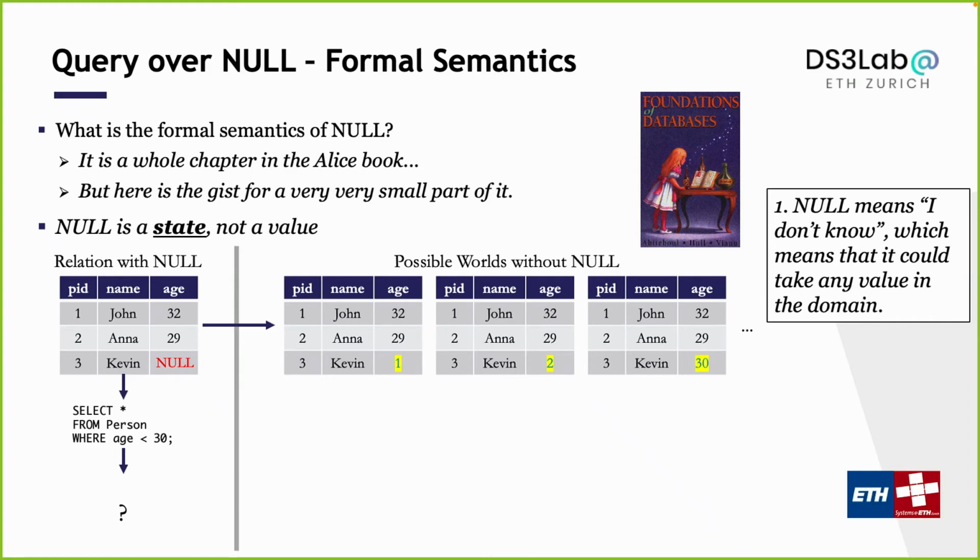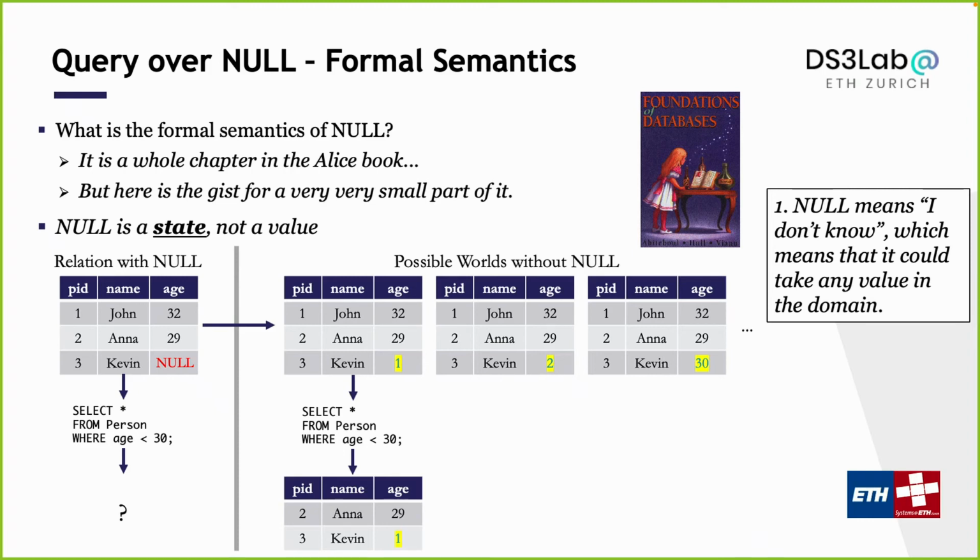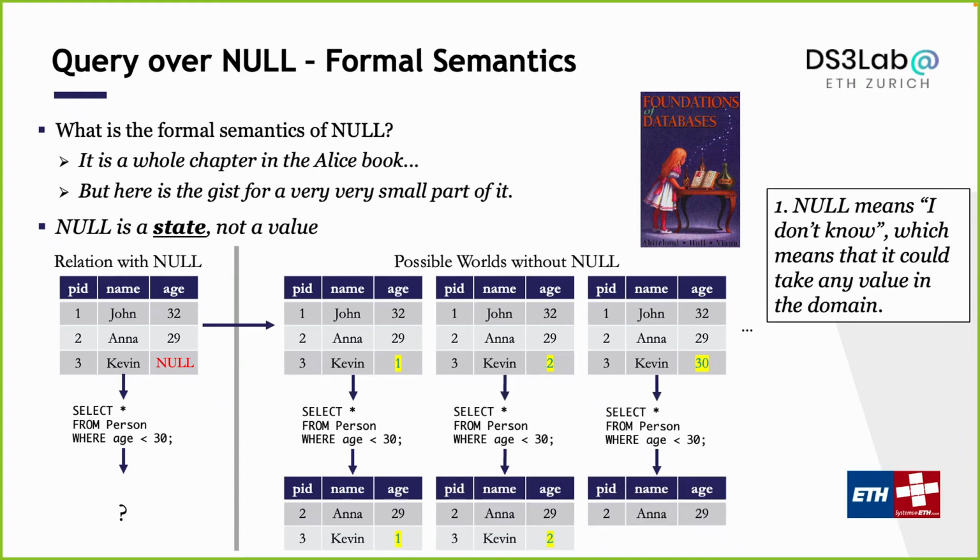You have all those possible worlds, and I know how to answer a query for each of those, because there's no unknown in those possible worlds. For example, if I evaluate the same query in the first possible world where the age equals 1, I'm going to have Kevin in the output, because 1 is smaller than 30. For the second one, I have Kevin there. For the third one, I don't have Kevin there because the value of age could be 30. When that happens, Kevin's not there. I do this over a potentially infinite number of these worlds because I have an infinite domain.